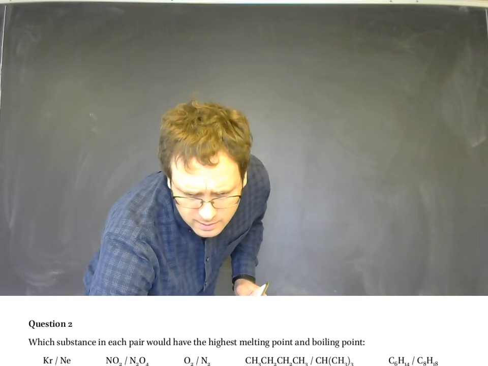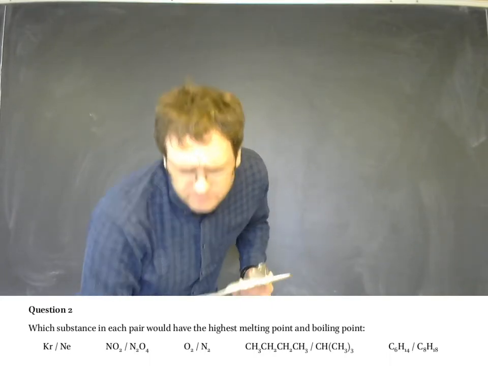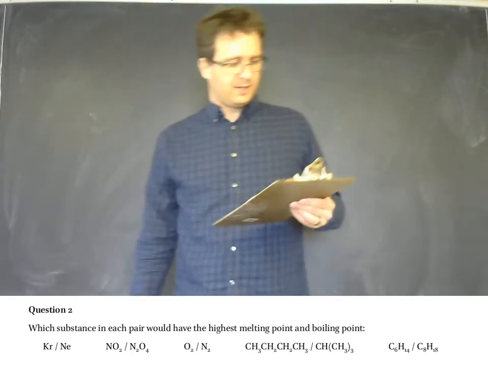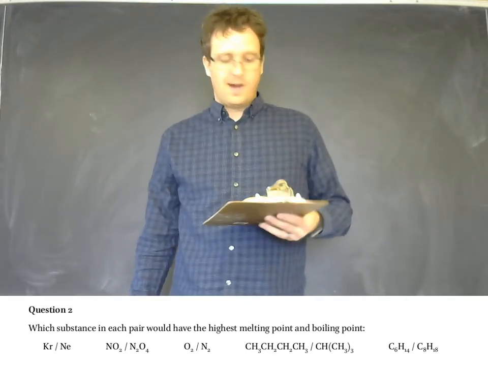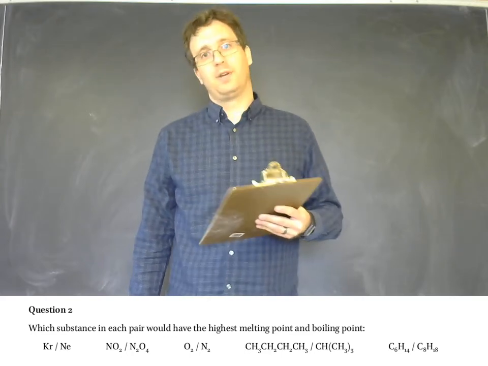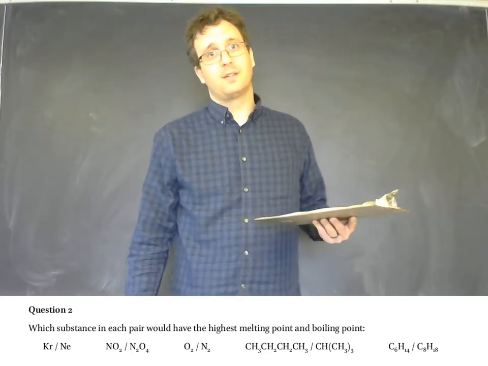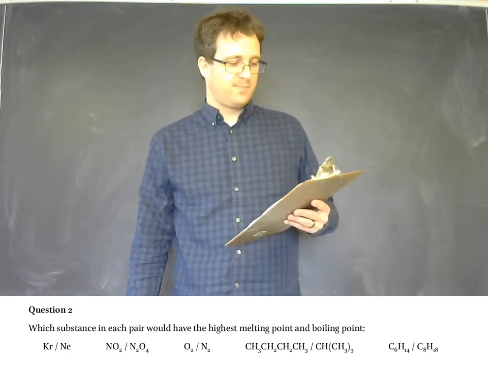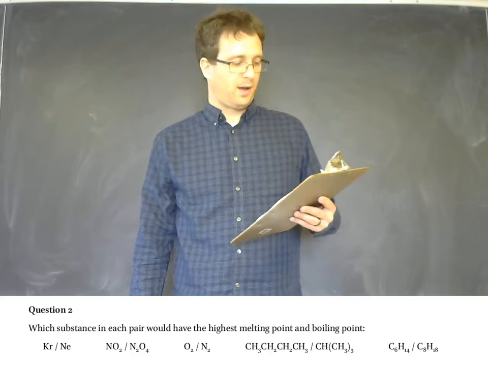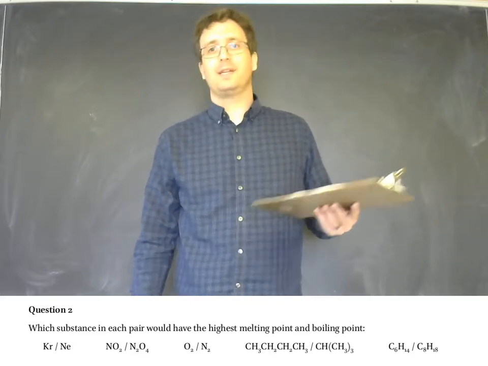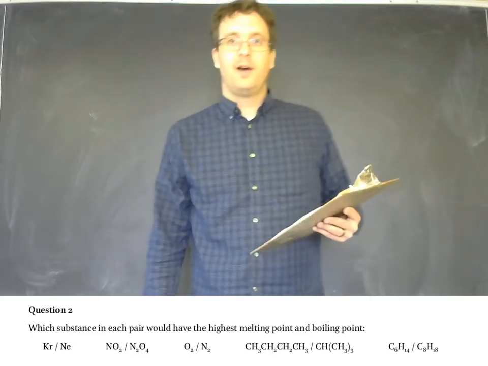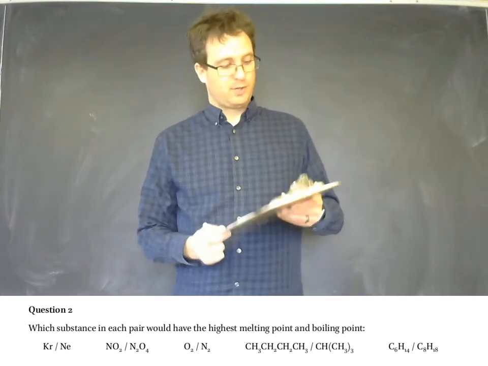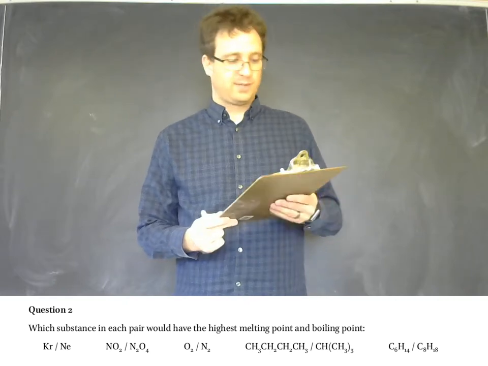Hold on a sec. Scroll down to question 2. Which substance in each pair of these would have the highest melting point and boiling point? And this is just another way of saying which has the strongest intermolecular forces. Between krypton and neon, krypton is a larger atom than neon. They're both noble gases, but krypton's further down in the periodic table. So krypton would have the higher melting and boiling point due to its atomic size.